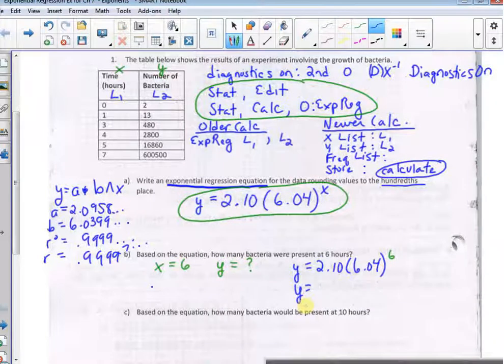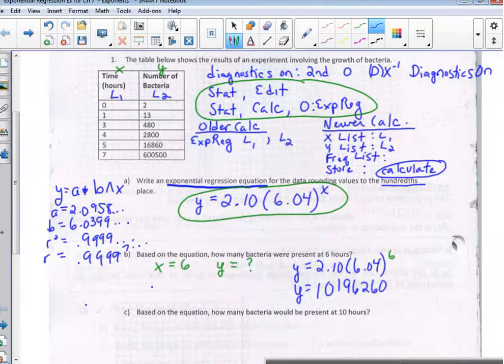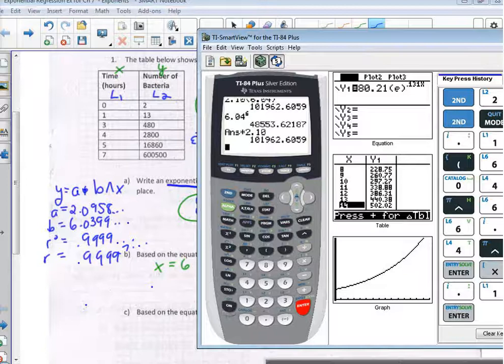Okay, so y is equal to 10196,260. Going back there for a quick second. To the nearest hundredth, it'd be 61. 10196,260 point. Now wait, what happened here? Hold on. 10196.2.6, 10196.2.61.